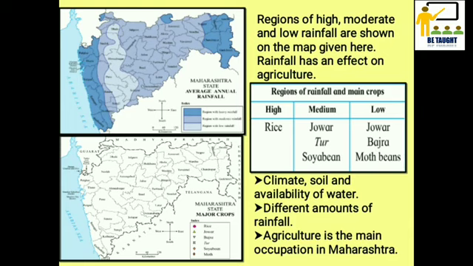So rice needs high rainfall. Jawar, tur and soya bean are the major crops that have medium rainfall, and jawar, bajra and moth beans have low rainfall. The production of crops depends on the climate, soil and availability of water. Different regions of Maharashtra get different amounts of rainfall. As a result, there is variety in the crops grown.